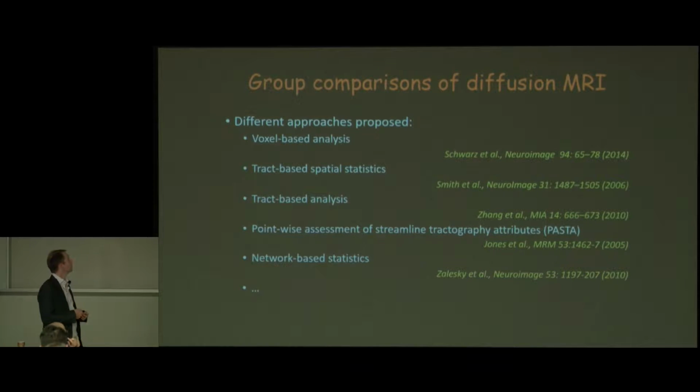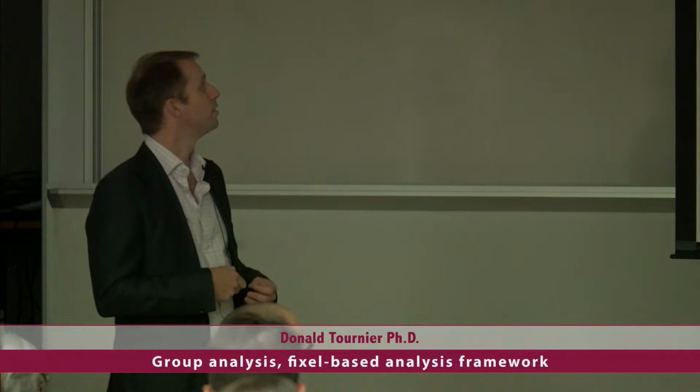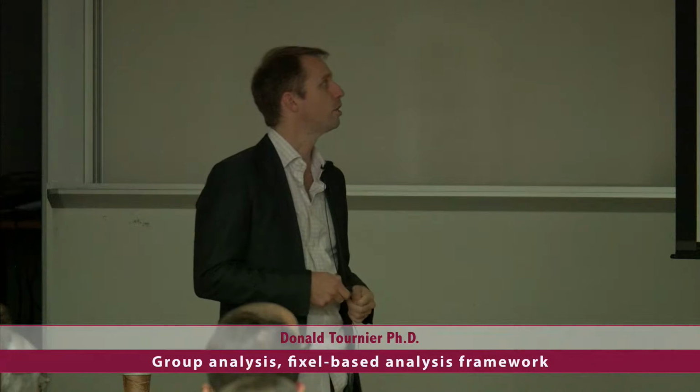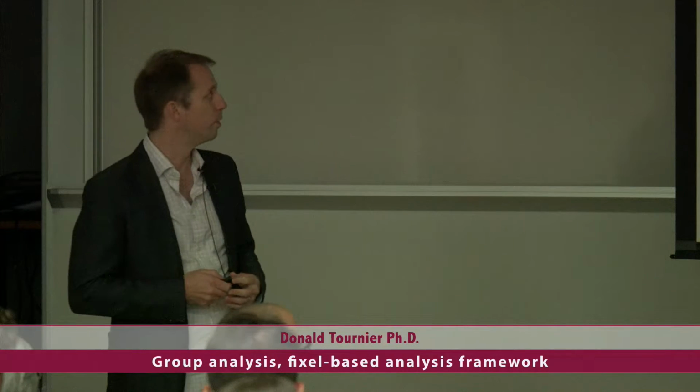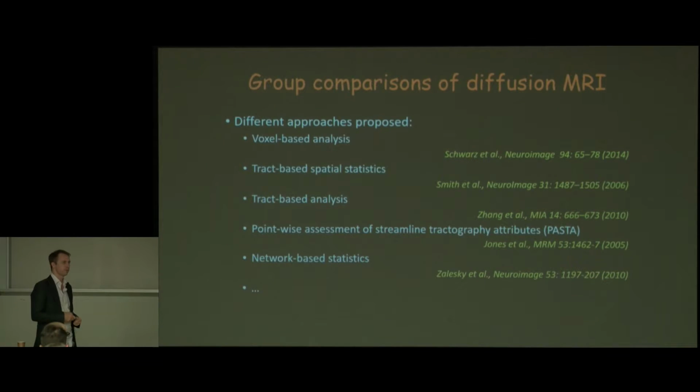It's very important. There are different approaches that have been proposed, and that's by no means exhaustive. But the simplest one is a voxel-based analysis of, for example, fractional anisotropy or ADC. Then there's the tract-based spatial statistics, TBSS method that Steve Smith introduced a while back, and that's become very widely used. Gary Zhang also had a track-based analysis framework, which I haven't seen used a great deal, but it's more about mapping values onto tracks, and a more general way of doing that is Derek Jones's PASTA framework.